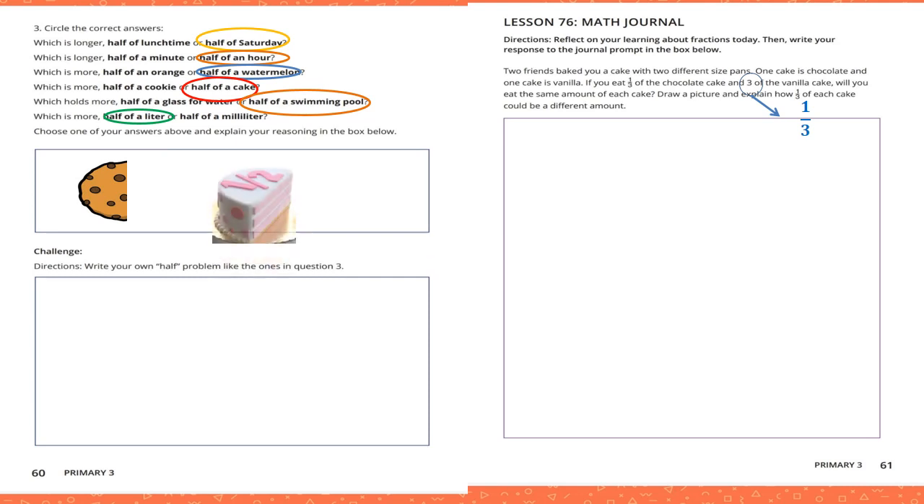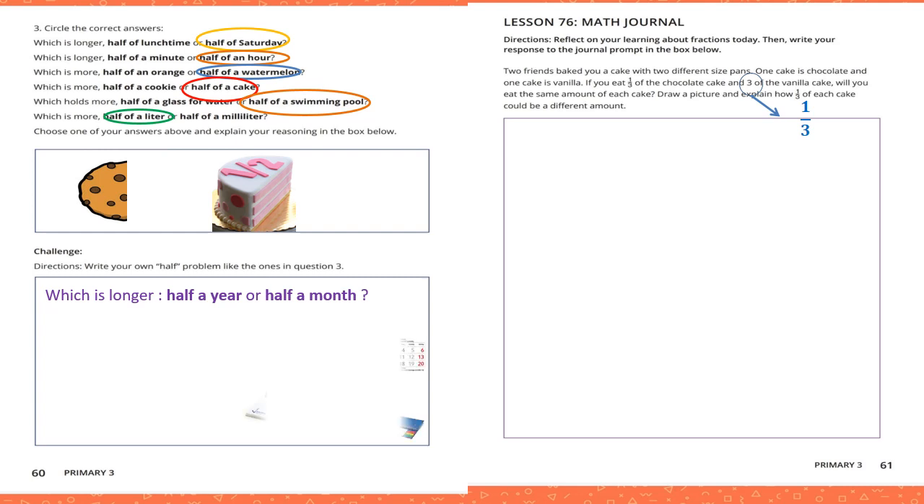Okay, like this. The cookie is smaller than the cake. Now the challenge part. Write your own half problem like the ones in question 3. You can write it like question 3, and your question may be like this: which is longer, half of a year or half of a month? Sure, year. Okay.